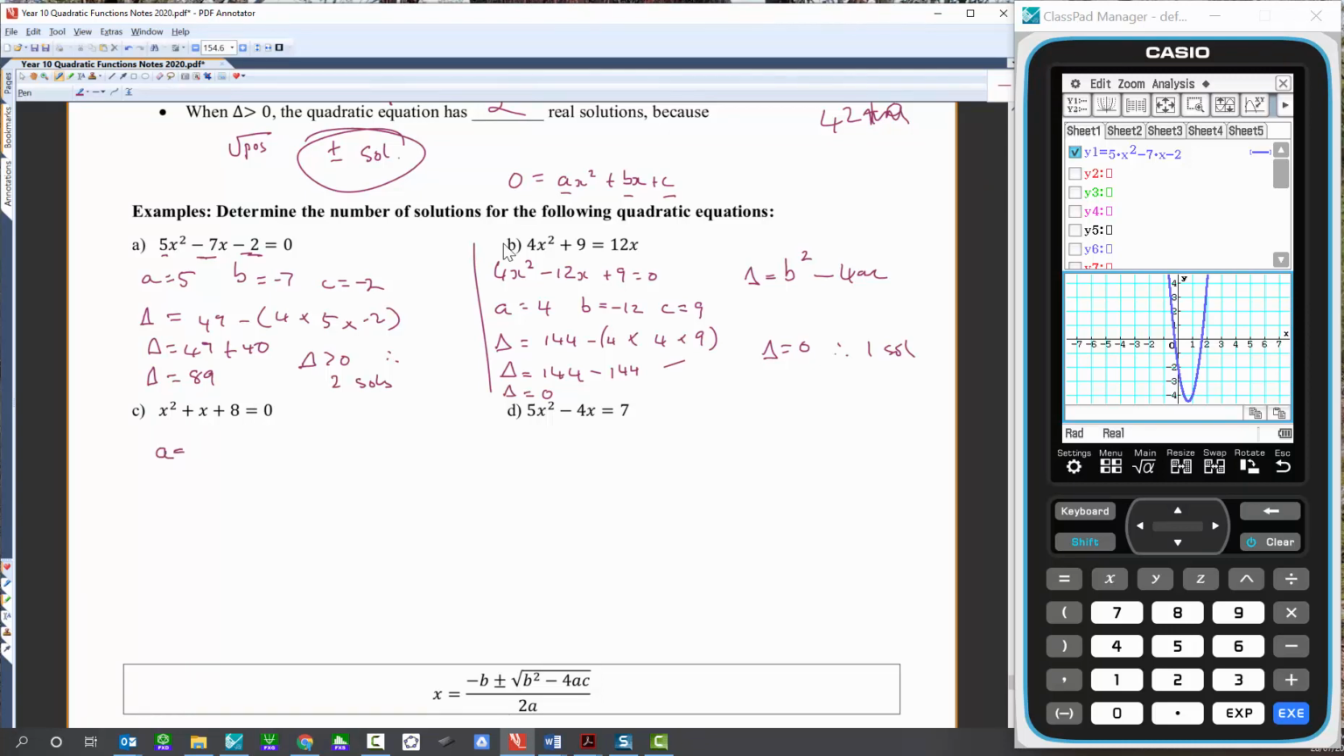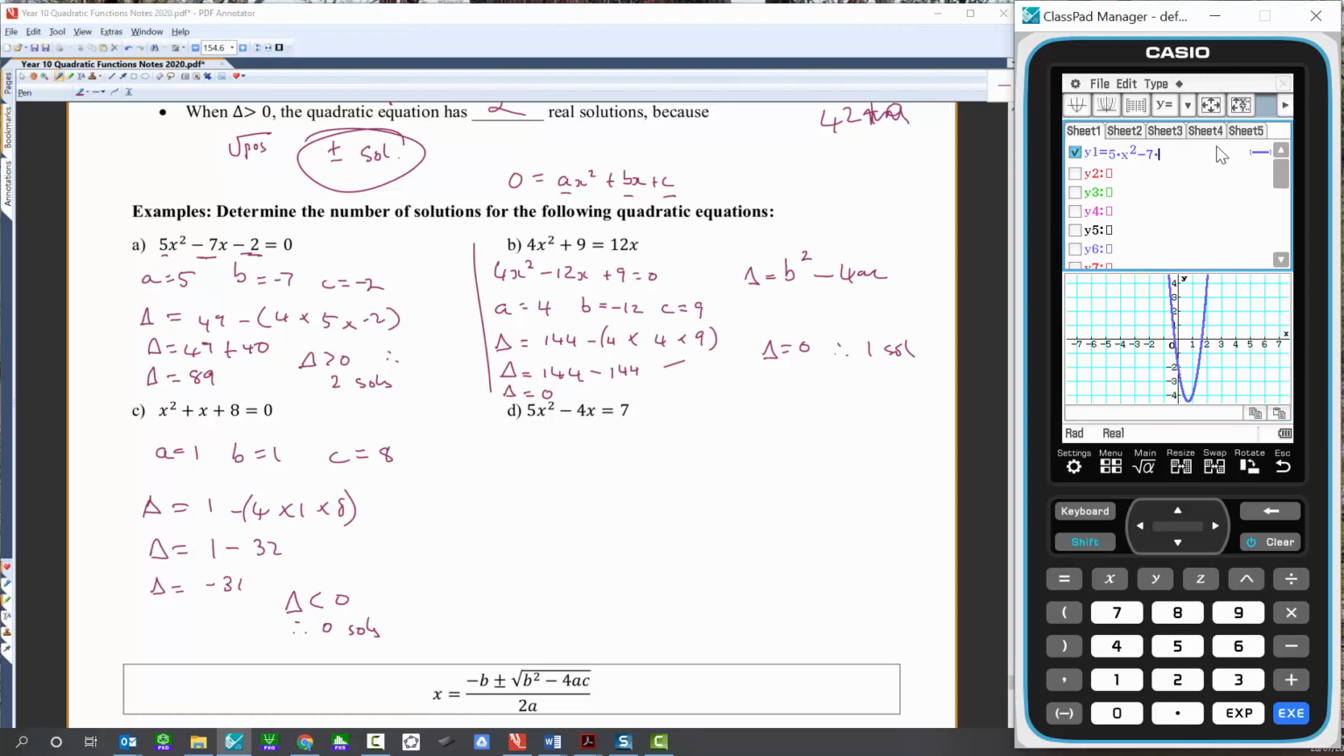So it's in the ax squared plus bx plus c form. So we're going to go a equals 1, b equals 1, c equals 8. Discriminant equals, okay, we've got b squared, which is 1, take away 4 times 1 times 8. Discriminant is equal to 1 take away 32. Discriminant equals -31. I'm going to say discriminant is less than 0, therefore 0 solutions. Again, useful to graph that and see what that means in terms of the picture.